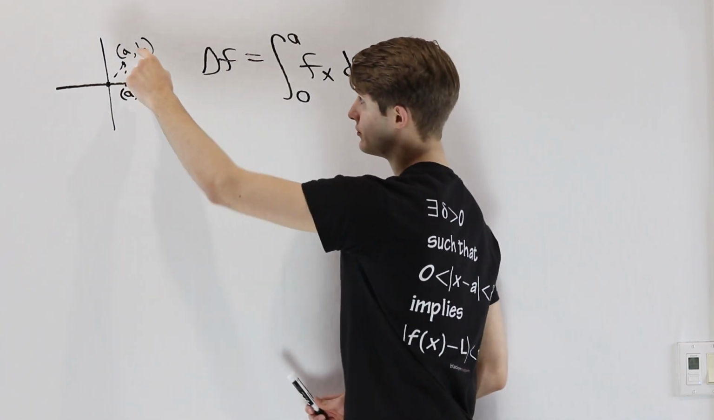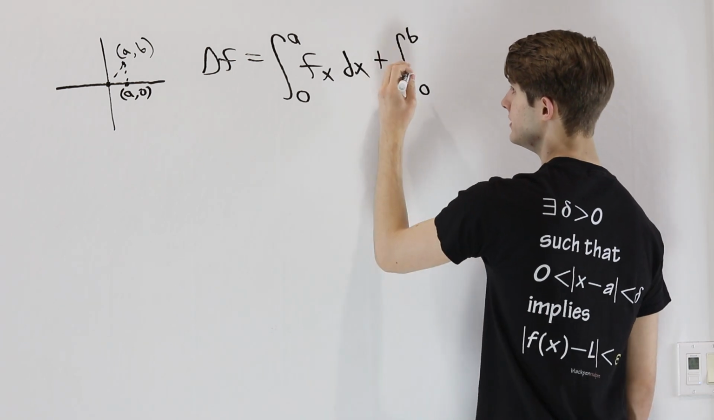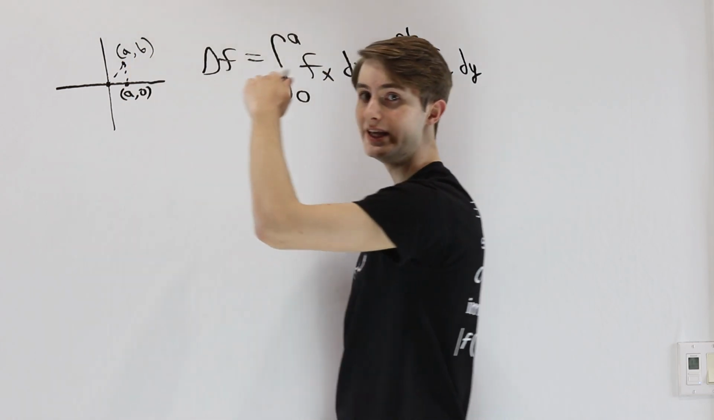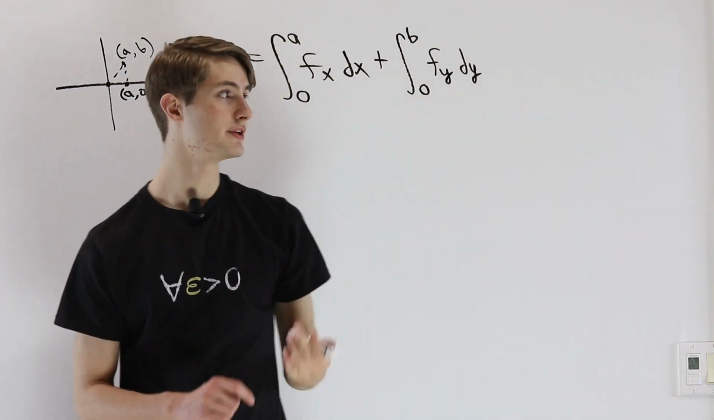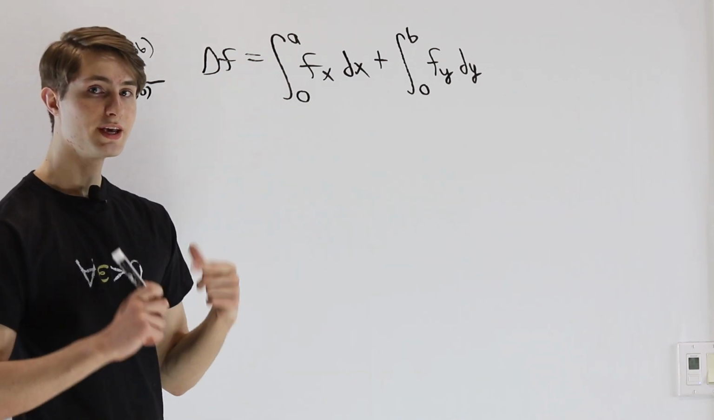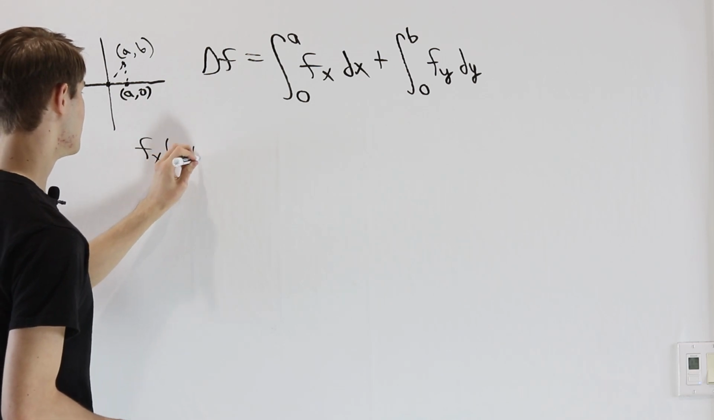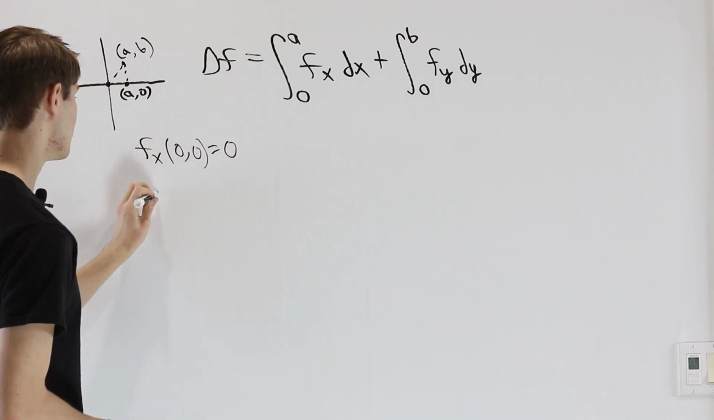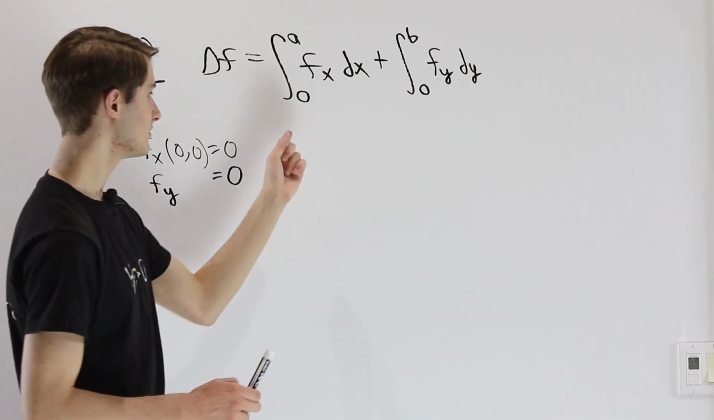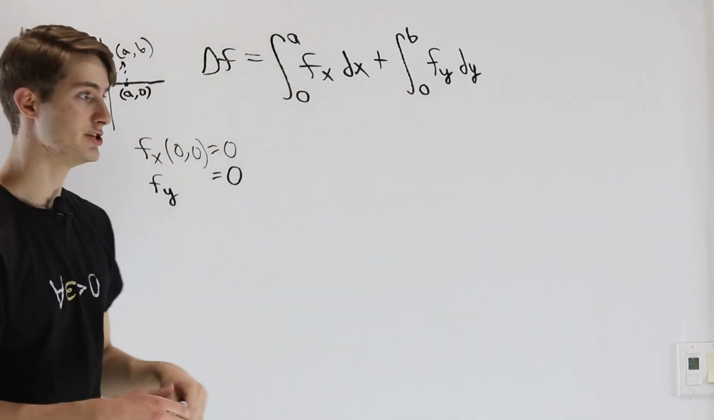The second range is this vertical segment, which is going to be the integral from 0 to b of f sub y dy, because this time we're moving in the y direction, so we need the partial derivative with respect to y. Now remember at this point that we are looking at a critical value, which means that f sub x at the point (0, 0) is equal to 0, and so is f sub y. But because we're moving from the origin to another point, these derivatives are actually going to end up changing.